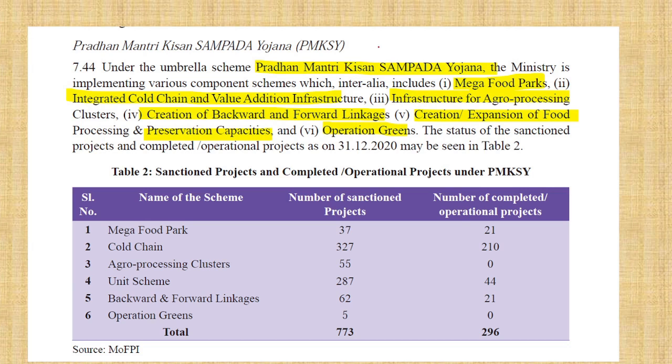And Pradhan Mantri Kisan Sampada Yojana. What is the Sampada Yojana? It is for mega food parks, cold chain, agro processing centers, and backward linkages, and Operation Greens too. All this is comprehensively under Sampada. So Pradhan Mantri Kisan Sampada Yojana covers all this.